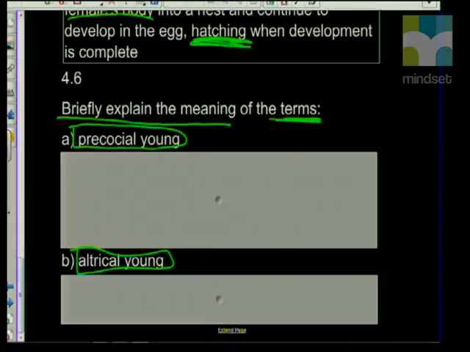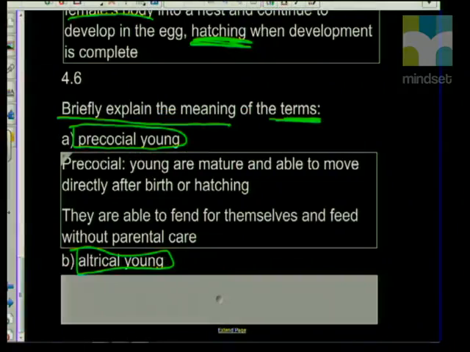And the second one is where we look after the young. We give birth, the baby is helpless, we've got to feed it, clothe it, and protect it. Those are the two. The first one is the exact one that I was telling you about, where they can literally run and jump and eat and everything. They're not reliant on the mom. The young are mature and able to move directly after birth or hatching. They can move, they can run, they can jump, they can do whatever.